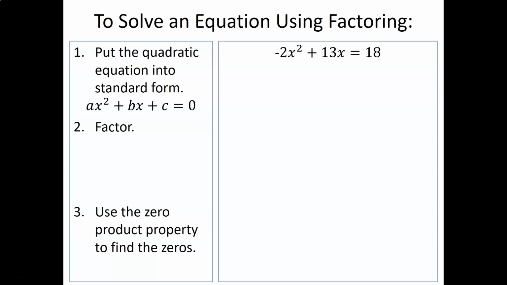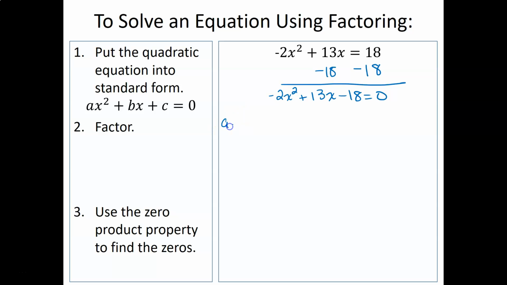Let's do one more. Again, we want to start by putting that equation into standard form by subtracting 18 from each side to make that equal to 0. This becomes negative 2x squared plus 13x minus 18 equals 0. I'm looking for an overall GCF. Is there anything that 2, 13, and 18 can all be divided by? There is not. So now I'm ready to factor.